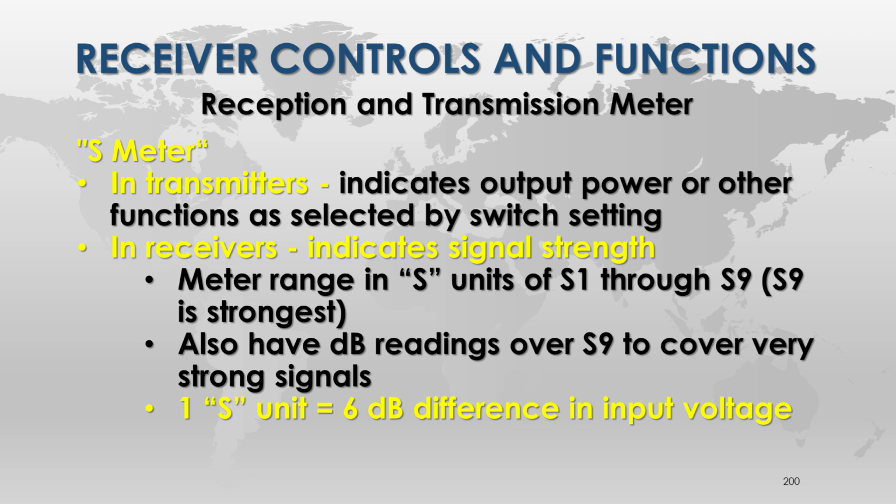One S unit is a 6 decibel difference in input voltage. So what's coming into my antenna and into the radio, if I go from an S1 to an S2, I've got twice as much power coming in to get the S2. Then another doubling to get the S3, and on to S9. S9 is 50 microvolts, and that's the only calibrated point on your meter.